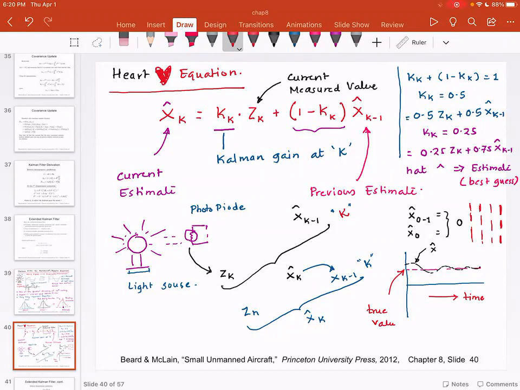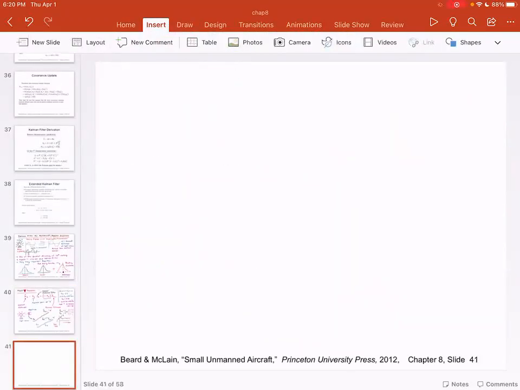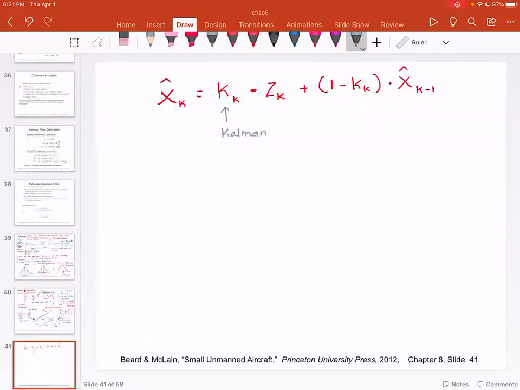Yes. Now what I'm going to do is rewrite this equation. This equation is so important that I am going to rewrite it in big red. So this equation is x hat of k is equal to k multiplied by z k plus 1 minus k multiplied by x hat k minus 1. And please note, this is the Kalman gain, which is changing at every step.